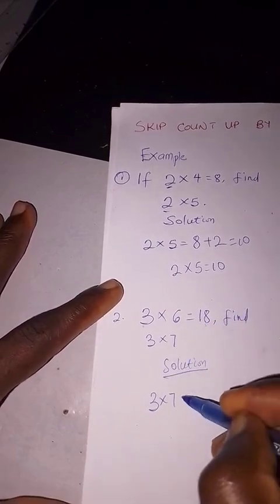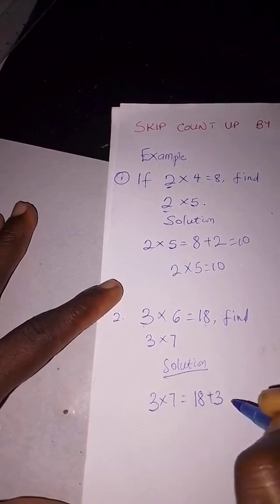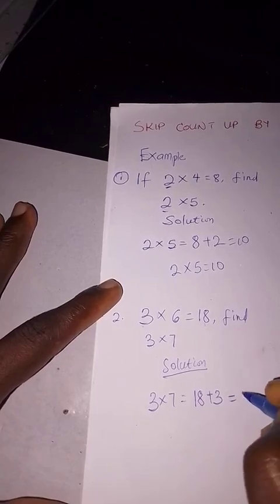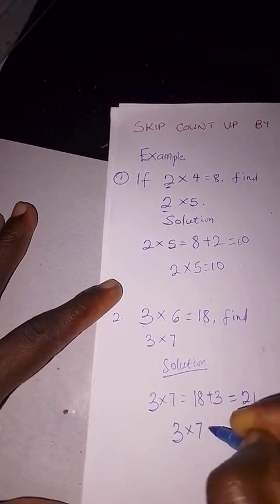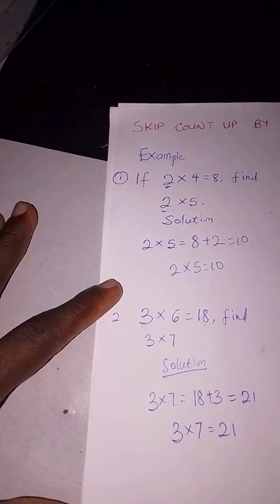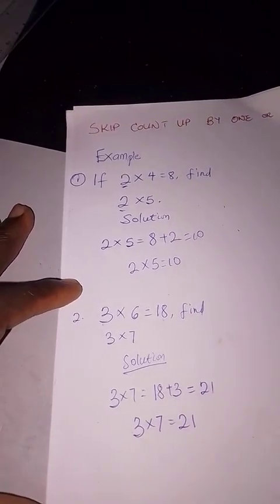So 3 times 7 becomes 18 plus 3. And 18 plus 3 gives us 21. Therefore, 3 times 7 equals 21. Please, I hope you understand what you're doing. Alright, let's take some more examples.